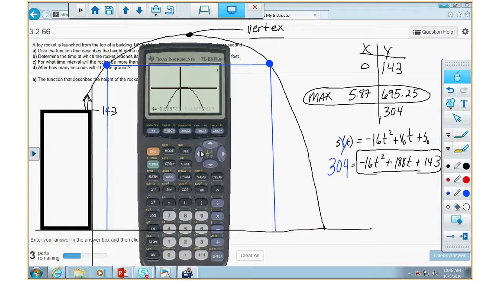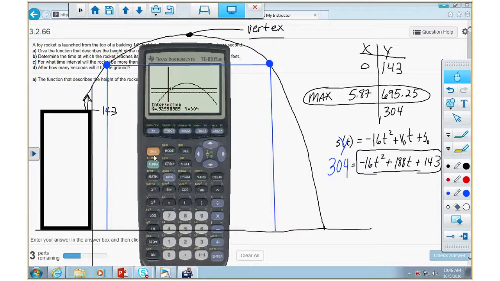You can do a calculate intersect. Now that I put that Y in there, you can hit second, calculate, and intersect. It's going to ask you, first curve, second curve, and guess. Go over here and hit right there. There it is, 0.93.